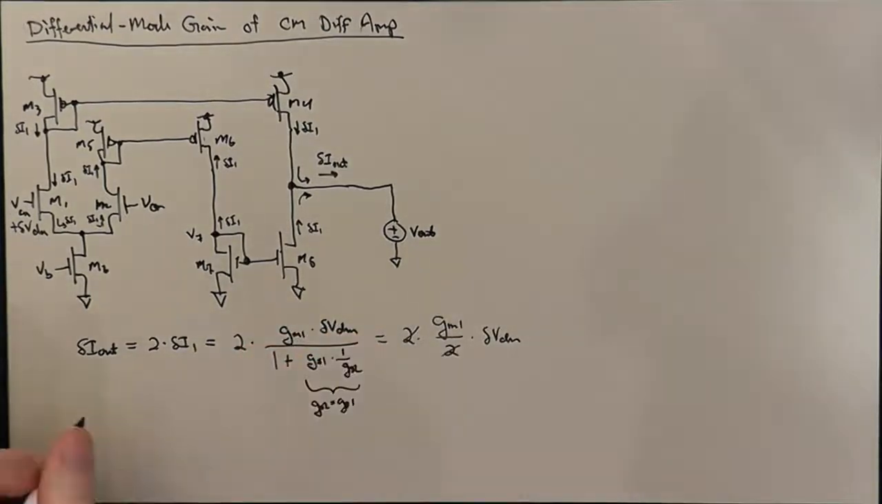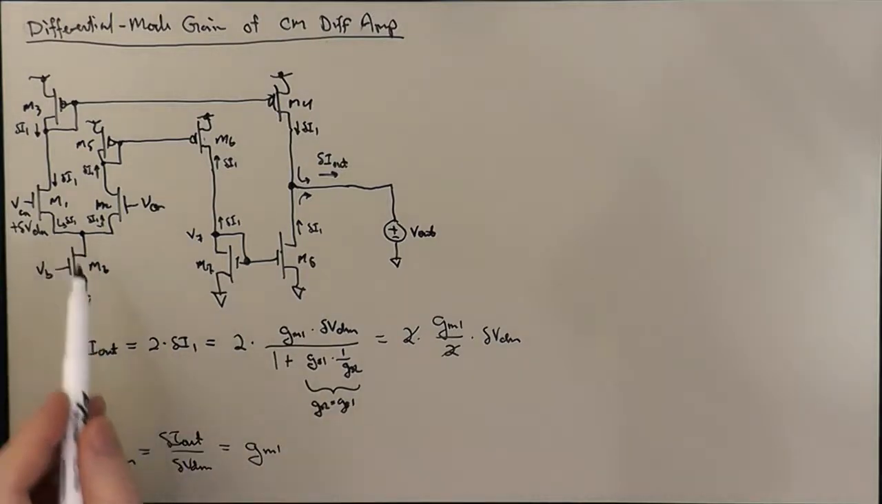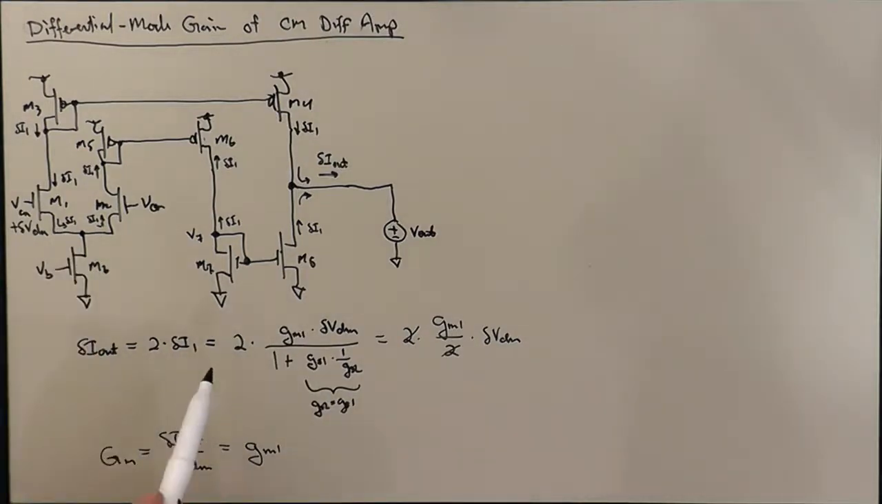The 2's cancel, and so we have the GM of the whole circuit, which is delta I out over delta VDM, is just going to be GM1. Just like it was with the 5 transistor diff amp. Shouldn't be a big surprise. The output current here is just I1 minus I2, the diff pair differential output current, just like it was with the 5 transistor diff amp, and so the GM we might expect to also be the same. And so that's half the calculation.